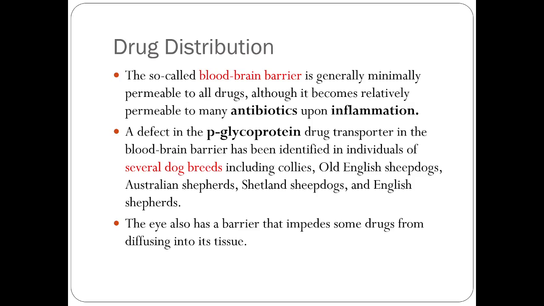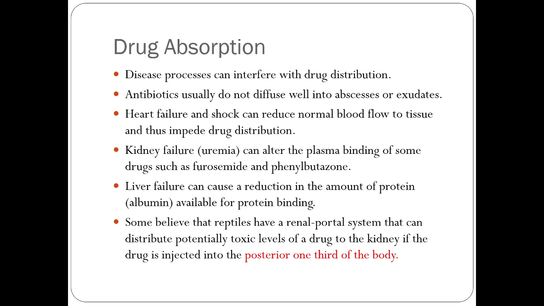There is a defect in the P-glycoprotein drug transporter in the blood-brain barrier in several dog breeds, which makes those capillaries more leaky. These are collies, Old English sheepdogs, Australian shepherds, Shetland sheepdogs, and English shepherds. The eye and the prostate also have a barrier that impedes some drugs from diffusing into their tissue. So it's harder to get drugs into bone, prostate, eye, brain, and placenta, or through the placenta to the fetus.